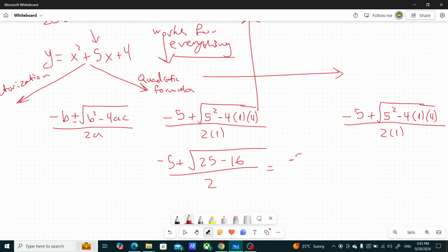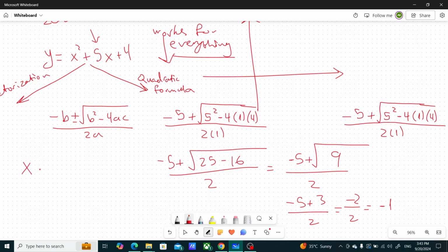So this is going to be equal negative 5 plus square root of 25 minus 16 is 9 over 2. So this is minus 5 plus square root of 9 is 3 over 2. Minus 5 plus 3 is negative 2 over 2, so negative 1. So my first x-intercept or my first root or my first solution is negative 1. X at negative 1. So if I draw my number line here, I have x negative 1. This is a point where my curve will hit the x-axis. So this is my first solution.